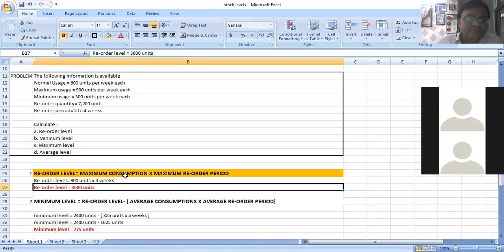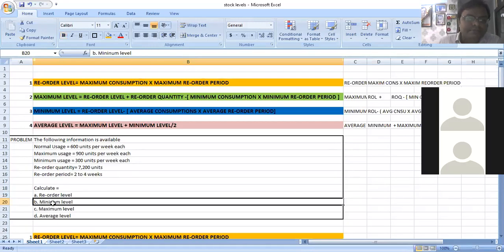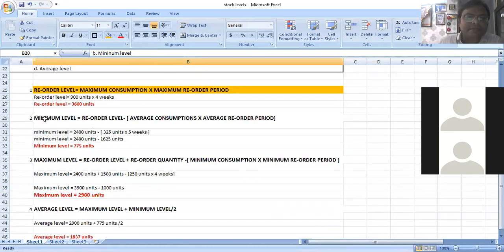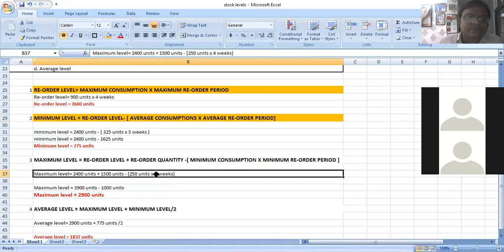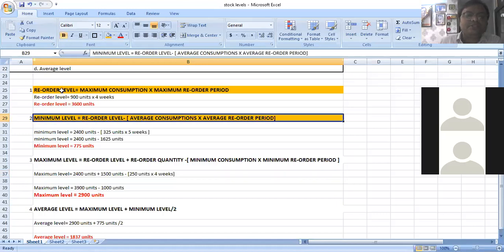Now, students, what is the next one? You have to calculate the minimum level. What is the formula for minimum level? Minimum level is equal to reorder level, which is computed in step number 1, minus average consumption into average reorder period.